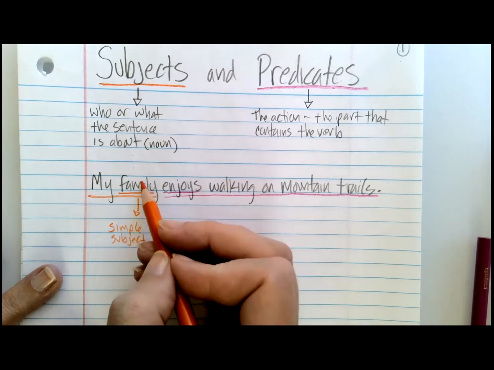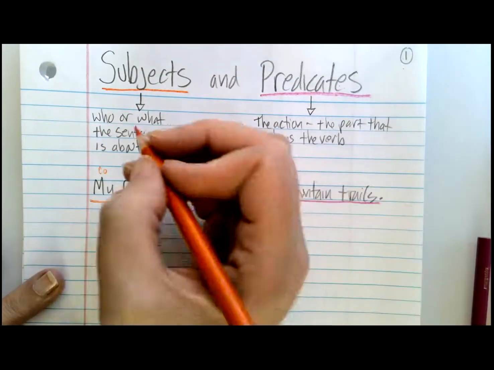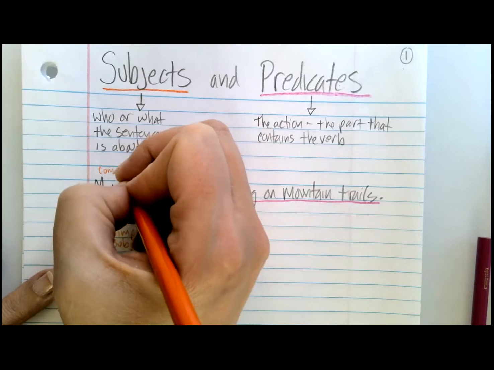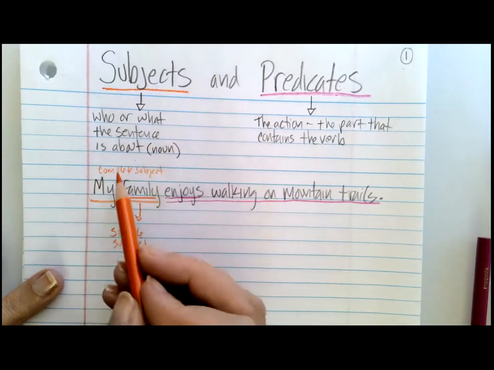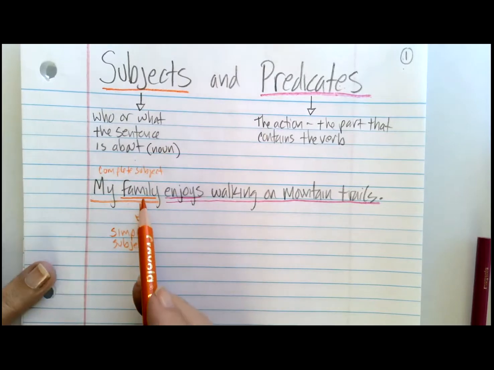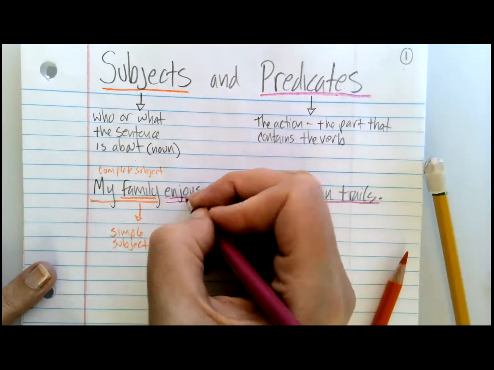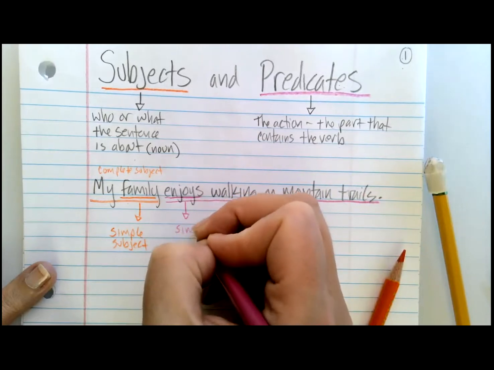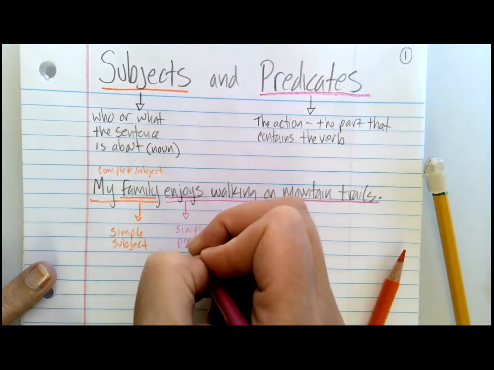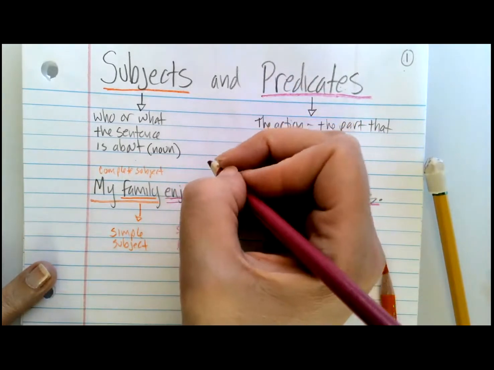Okay, so we said that family is the complete subject. So right above that with really small letters in the orange, we're going to write complete subject. That's the whole my family. Family itself is the simple subject, okay? And then we're going to drop down from enjoys and we're going to write simple predicate. And the entire thing, we're going to write complete predicate.